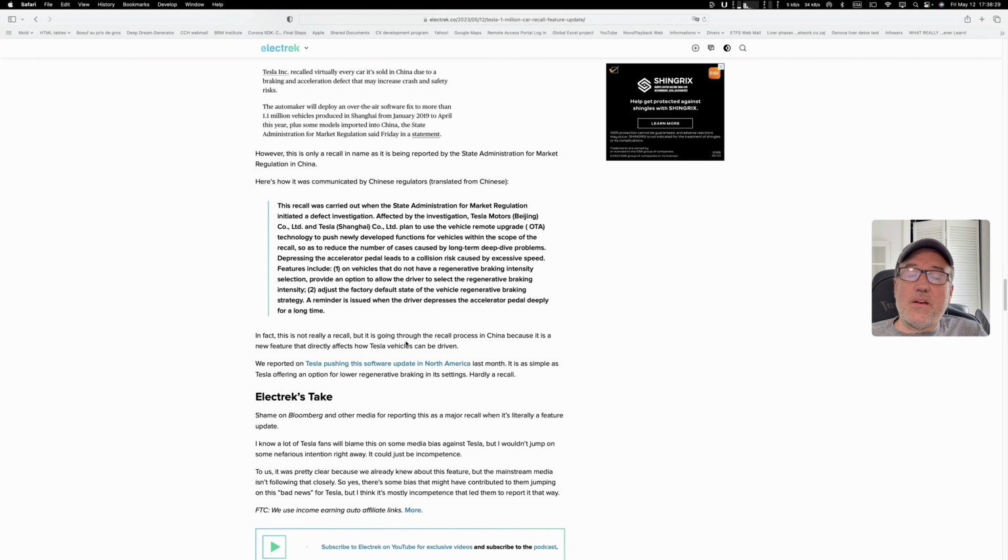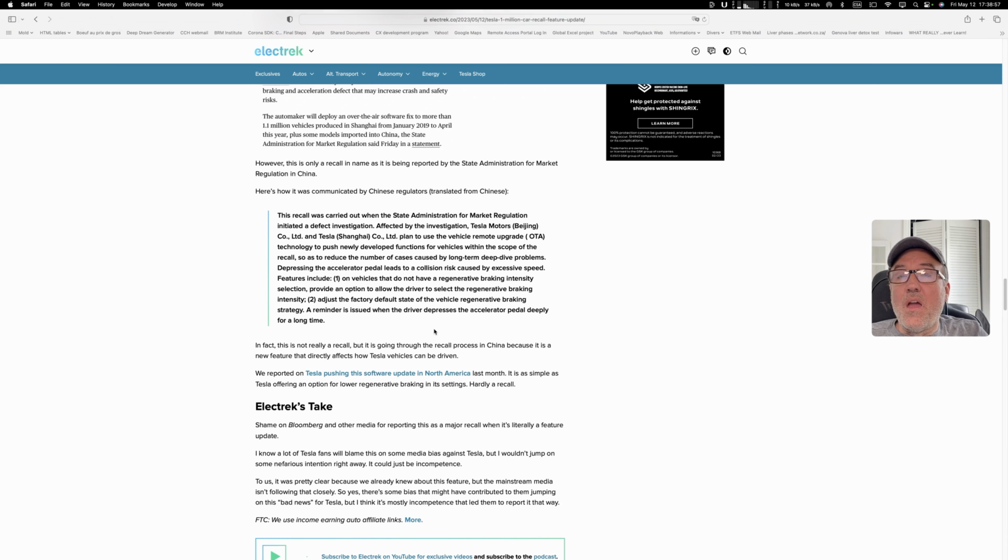So again, we should change the way we call this. A recall is a manufacturing defect. It's a hardware defect. If it's just a software piece, yes, it could be bad, but the fact that you can change it with a line of code makes it a lot less of a crisis and also makes it less expensive for car manufacturers to fix.